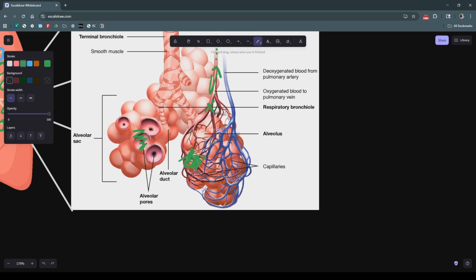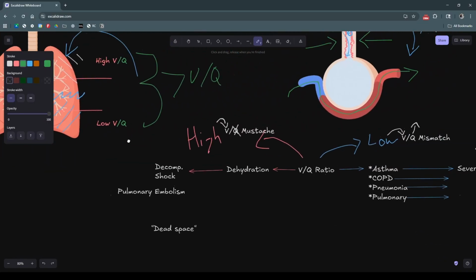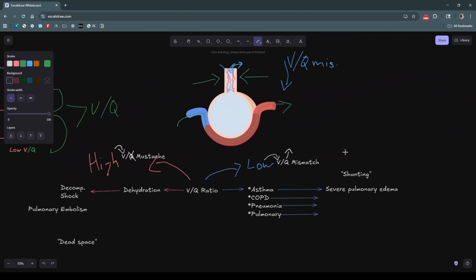Of course, the problem is that if this one isn't working, this one isn't working, and in fact all of these are not working, the shunting starts to become extreme and becomes a major, major problem. And that's really what we're talking about when we're talking about dead space versus shunting and all of these different things.